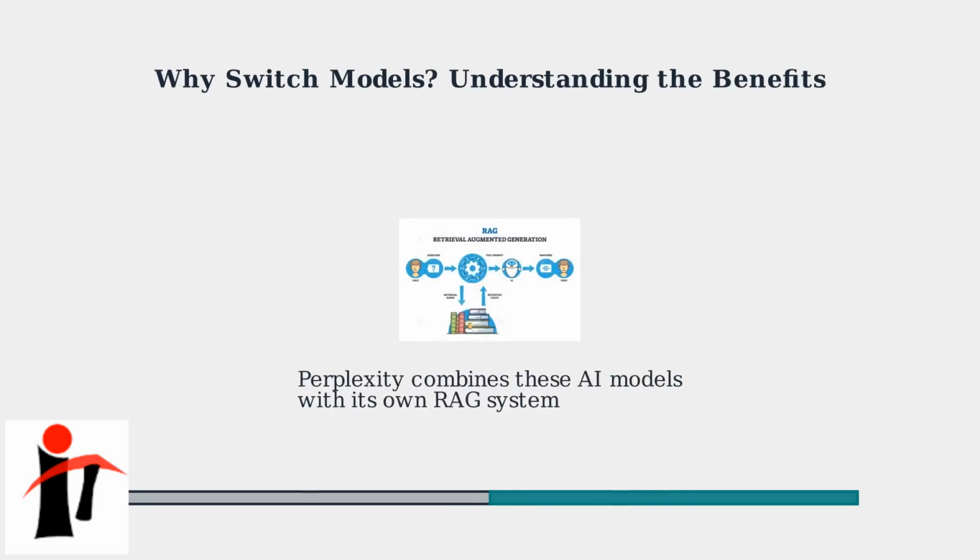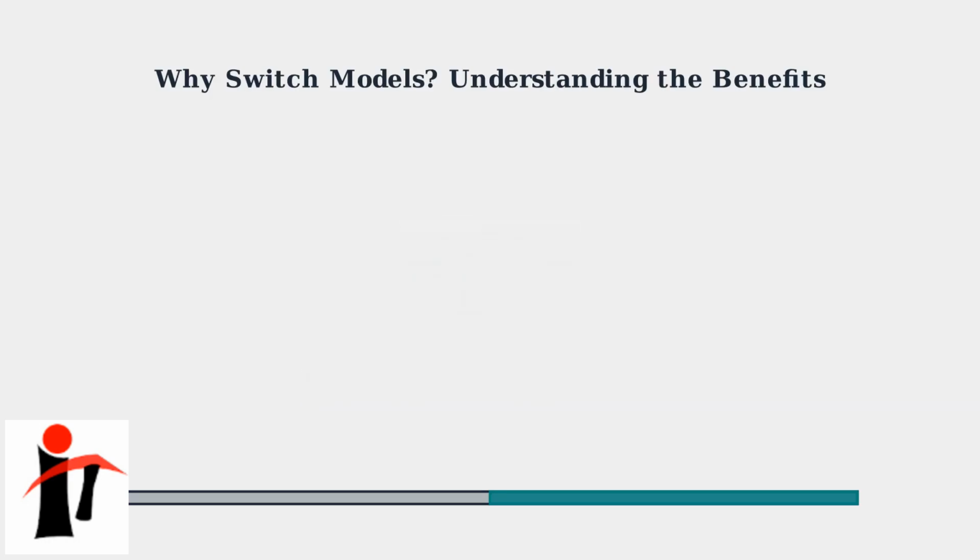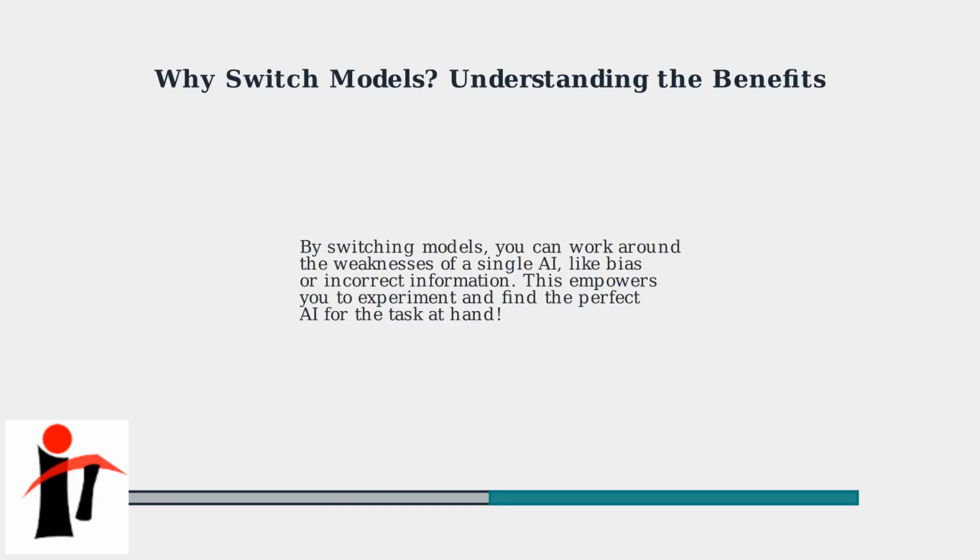Perplexity combines these AI models with its own retrieval augmented generation system for accurate, up-to-date responses. By switching models, you can work around the weaknesses of a single AI model, like bias or incorrect information. This feature empowers you to experiment and find the perfect AI for the task at hand.